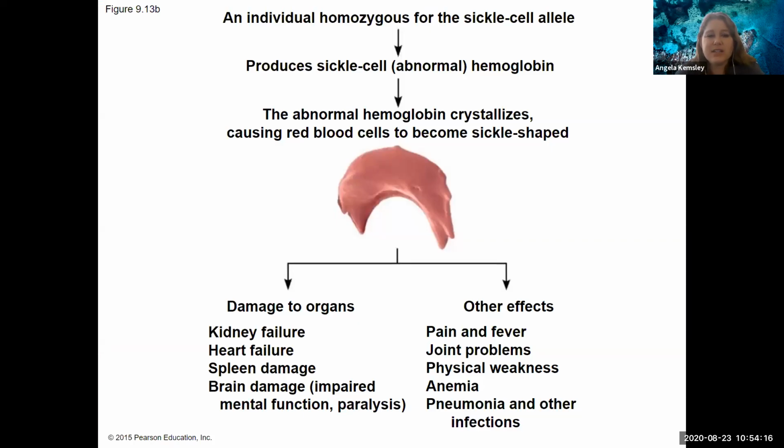If you take a look at the top, an individual is homozygous for the sickle cell allele. They produce sickle cell hemoglobin. The abnormal hemoglobin crystallizes, causing red blood cells to become sickle-shaped. That's why it's known as sickle cell anemia. Sickle cell anemia can cause damage to organs like kidney failure and heart failure. It can also cause other things like pain and fever and joint problems because the red blood cells have this sickle cell shape.